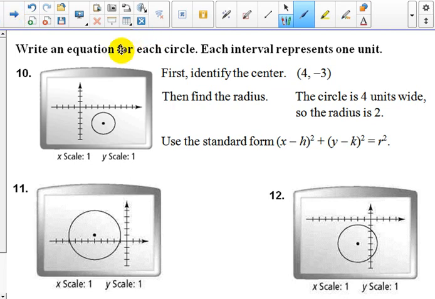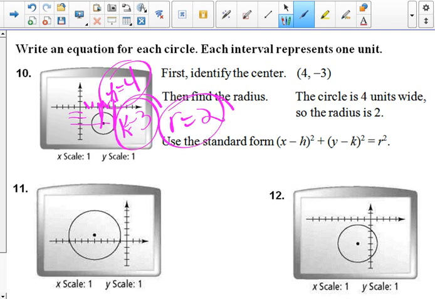So we need to look at where this is positioned, and we see that if each unit's 1, then we're at 1, 2, 3, 4. So our h is 4. And our k has moved down negatively 1, 2, 3. So our k is equal to negative 3. And how big is the radius? You can measure from the center to the edge. So it's 1, 2 units. So the radius equals 2. So we have h equal 4, k equal negative 3, and r equal 2.